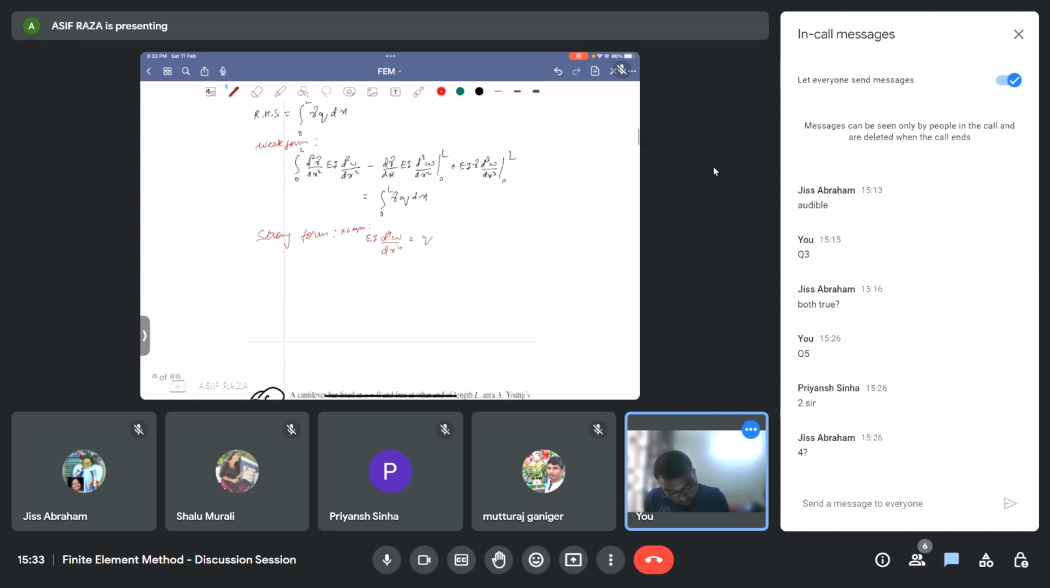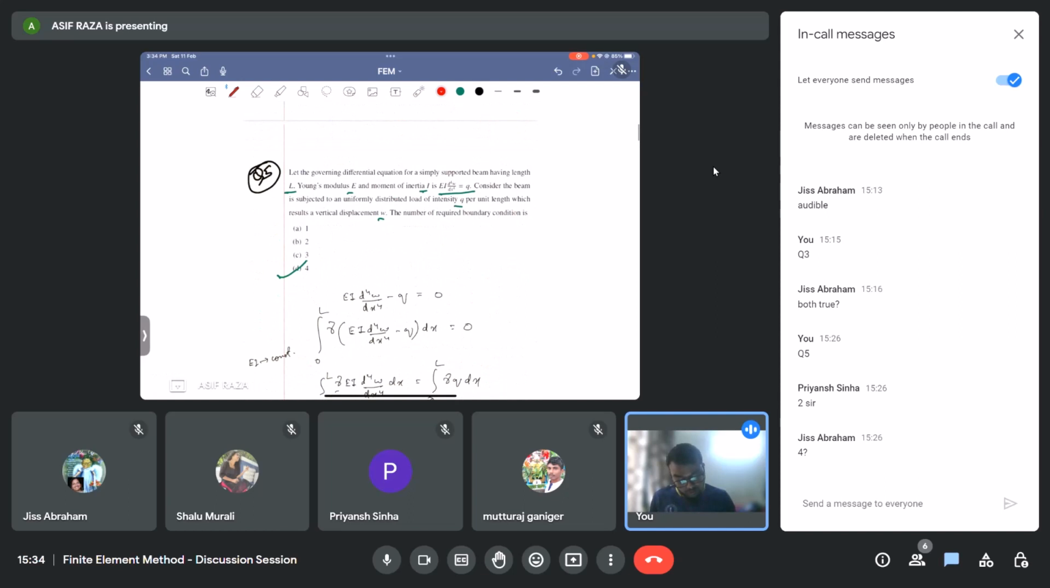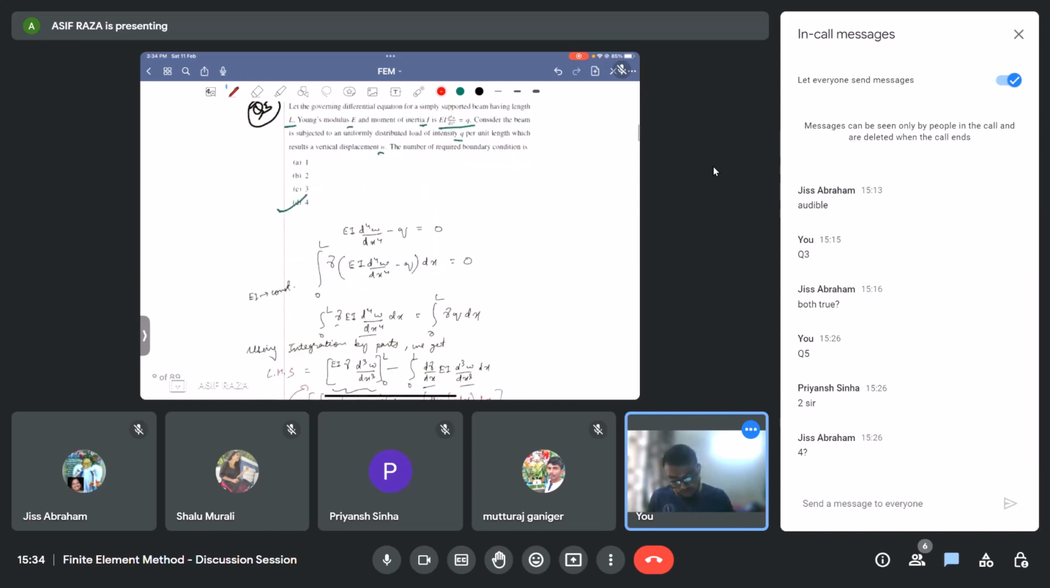So this strong form should come with boundary conditions, right? These boundary conditions are incorporated in this equation. So if you see, this is what the boundary conditions are. Here there are two boundary conditions, here there are two boundary conditions, right? So the total number of required boundary conditions, as asked in the question, is four, and the correct answer would be option 4.